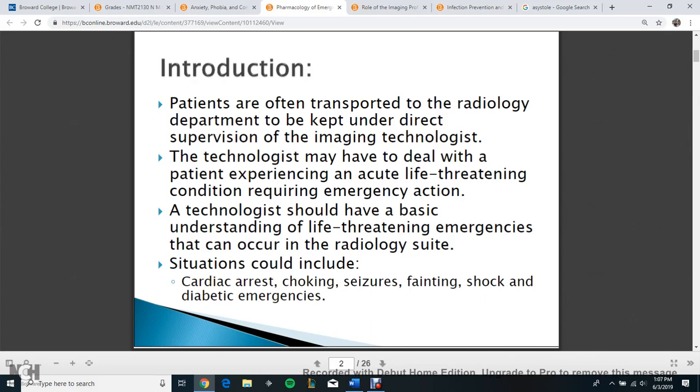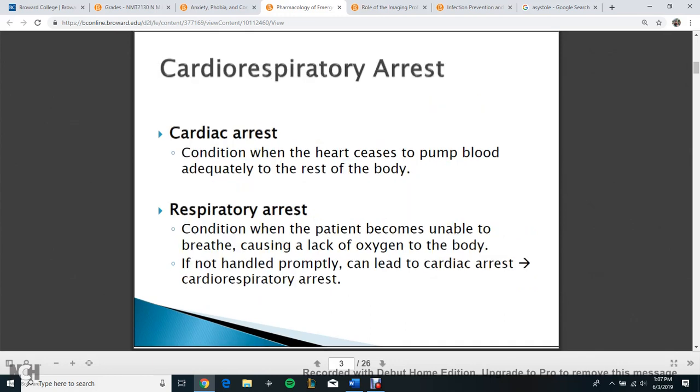Situations could include cardiac arrest, choking, seizures, fainting, shock, and emergency diabetic. Cardiorespiratory arrest. Cardiac arrest is a condition when the heart ceases to pump blood adequately to the rest of the body. A respiratory arrest is a condition when the patient becomes unable to breathe, causing a lack of oxygen to the body if not handled properly. It can lead to cardiac arrest, so cardiorespiratory arrest.